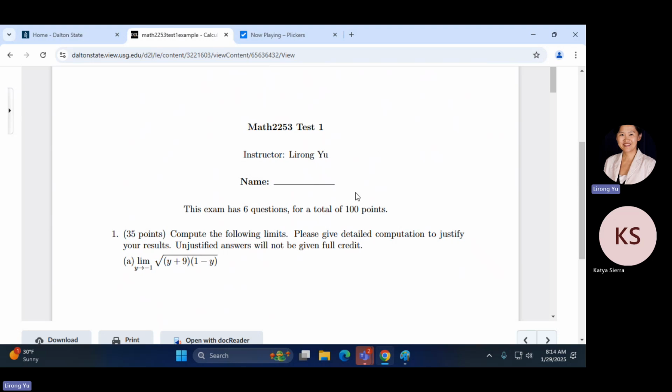So that also is something that you can use to practice for the test. Any question? All right. If there's no more question, we'll continue where we left yesterday.